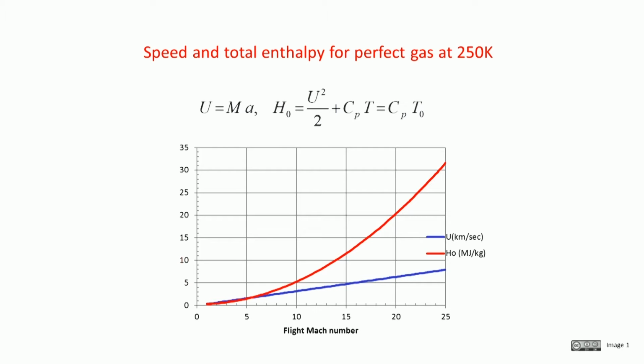Of course, on a typical flight path, temperature does change throughout the atmosphere, but we'll ignore that for the moment and assume we're flying in a situation where the gas temperature is constant at 250 K, and sound speed is about 317 meters per second. As you can see on the curve displayed in this slide, velocity, in blue, linearly increases with Mach number, and the associated total enthalpy, which is a combination of your kinetic energy through velocity and the sensible heat through the Cp dT term, is plotted as a red function.